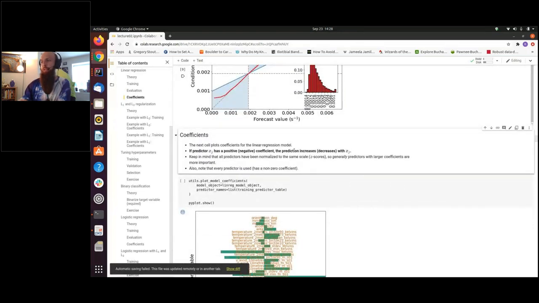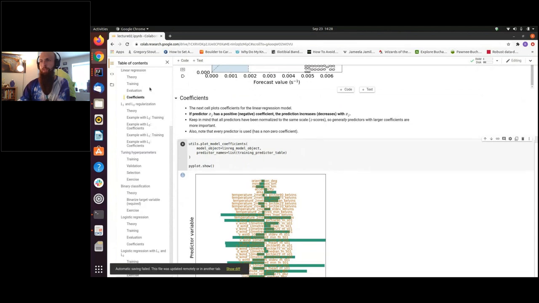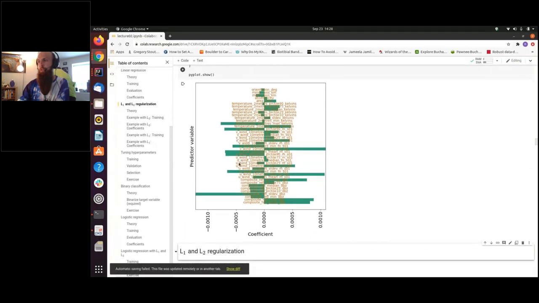Another thing you can do for linear or logistic regression is plot the coefficients in the model. That's the next code cell down here, the coefficients section under linear regression. You can just run this code cell and you should get a nice bar plot showing you the values of the coefficients. The way to interpret this is that a positive value means your prediction of maximum future vorticity increases with that predictor variable.